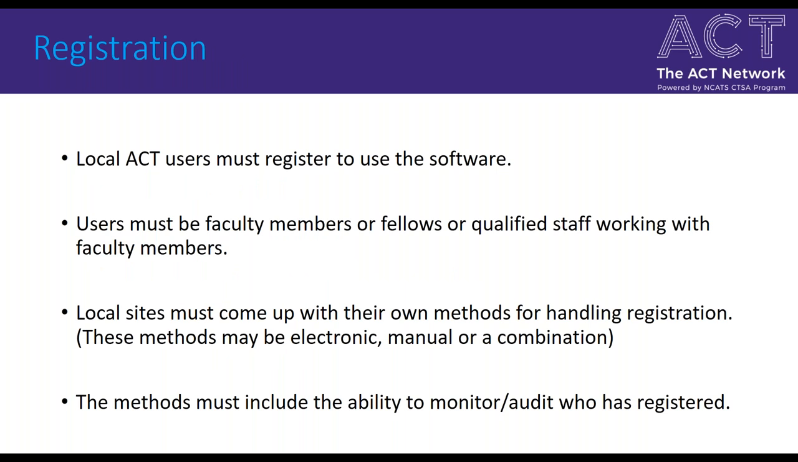Registration. These are what's mandated by ACT. Local ACT users must register to use the software, which is the I2B2 SHRINE web client. Users must be faculty members or fellows, or qualified staff working with faculty members. Local sites must come up with their own methods for handling registration. These may be electronic or manual or a combination. The example we give on our wiki is electronic, automatic. These methods must also include auditing: who has tried to register, who has registered, who has logged in, and who has accepted the terms of access.